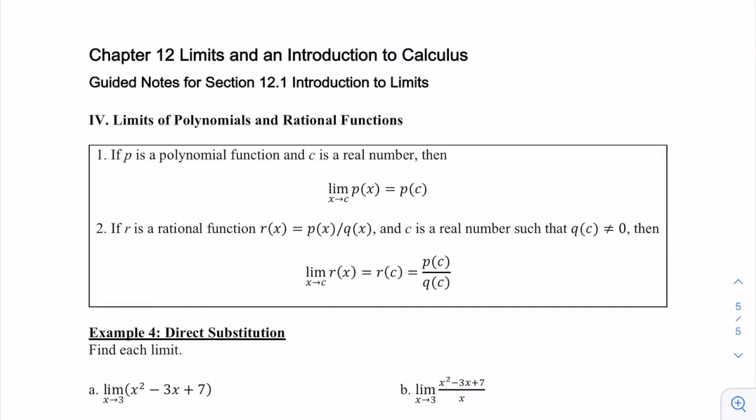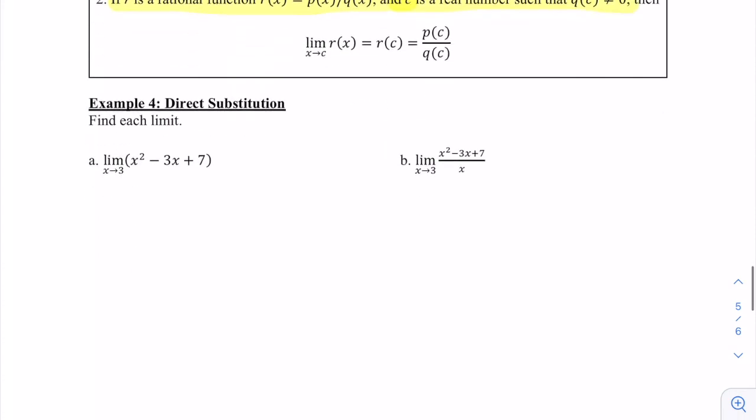Finding the limits of polynomial and rational functions is actually quite easy using direct substitution. If we're finding the limit of p of x as x approaches c, we just have to substitute x with c. If we have a rational function, we can use direct substitution, but we need to make sure that the value c does not make the denominator equal to 0. So let's look at these examples.